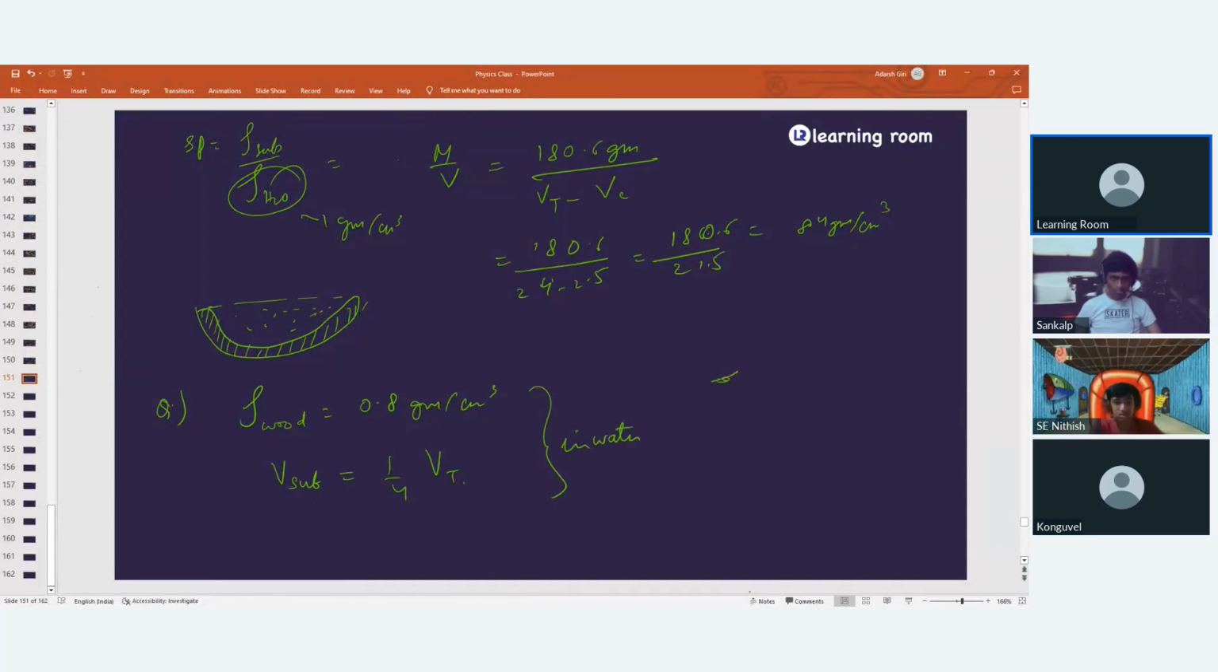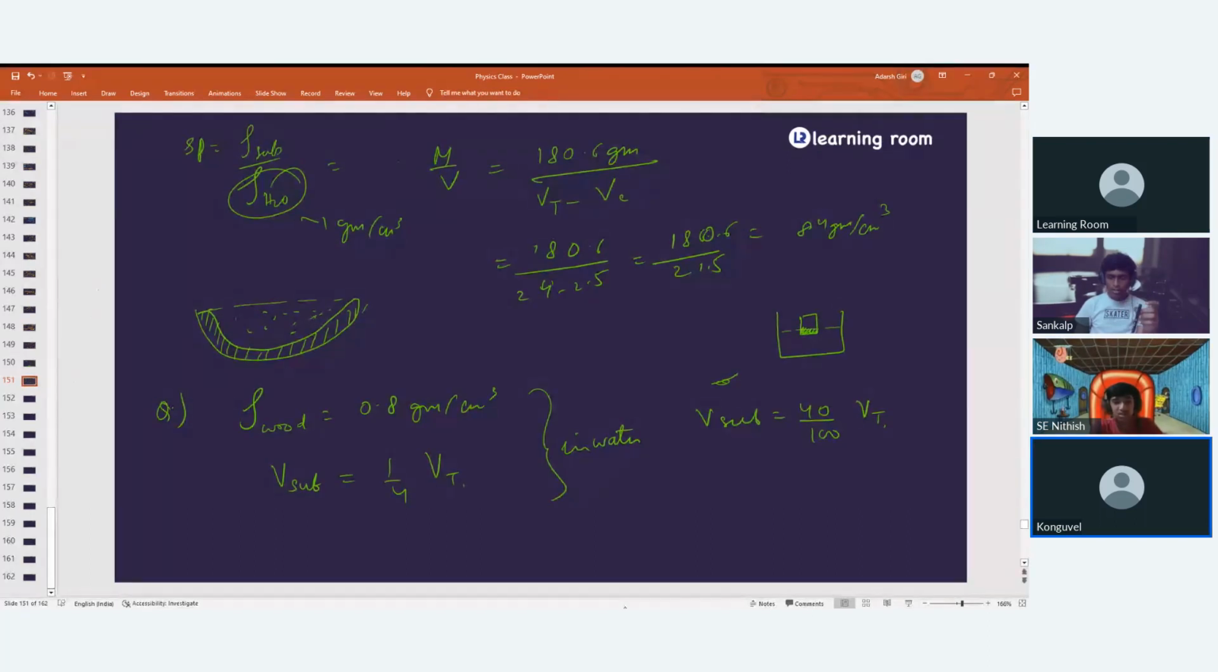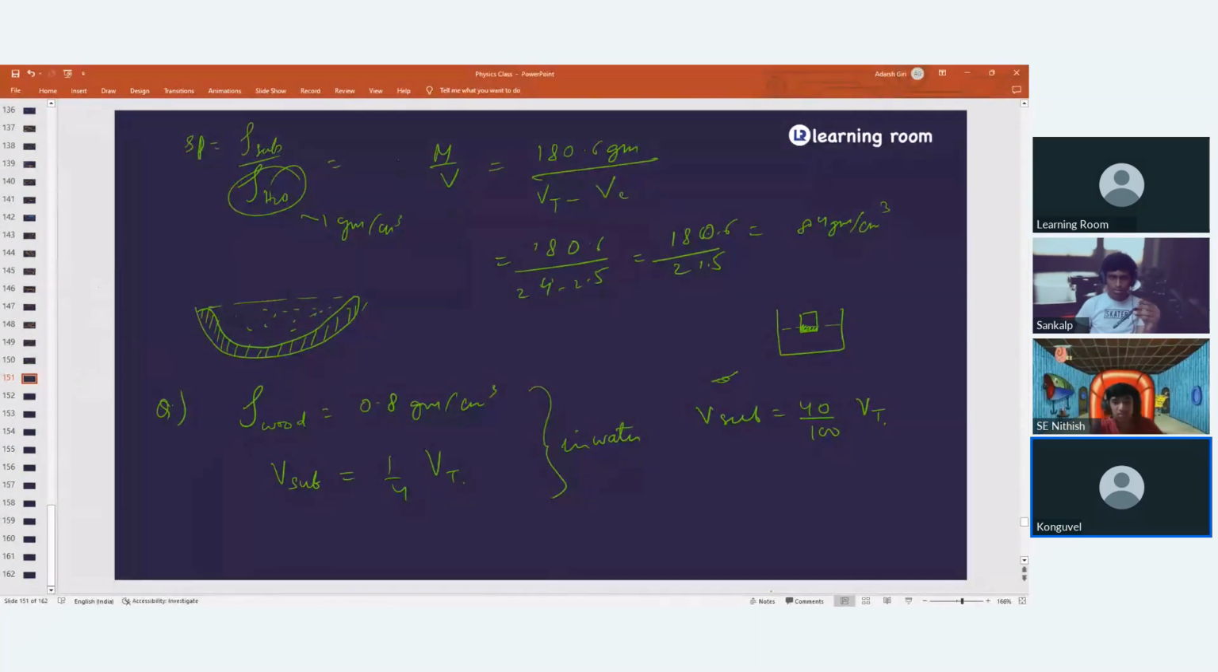Now, in oil, the volume submerged is 60%, it floats. That means 40%? So 40% of the total is inside, submerged? No, 60% is submerged. It's written 60% submerged. It's not given properly.